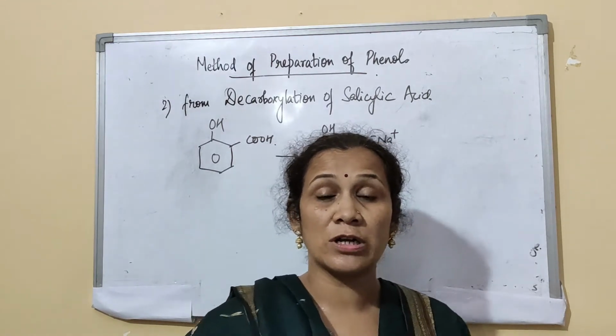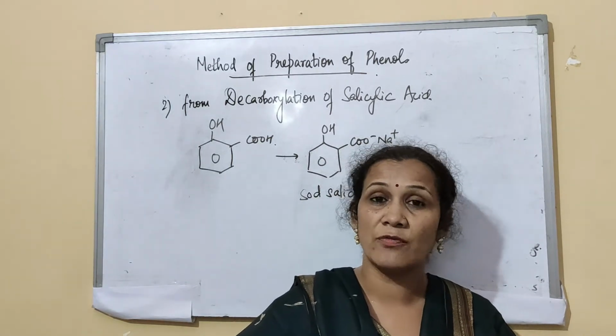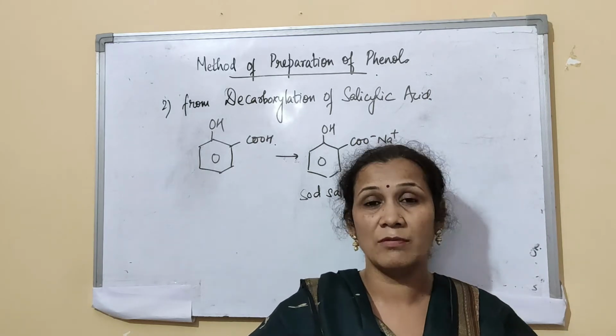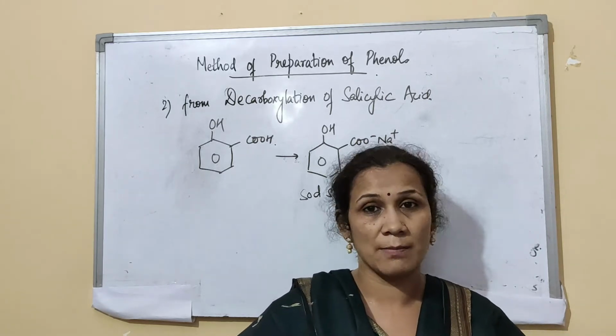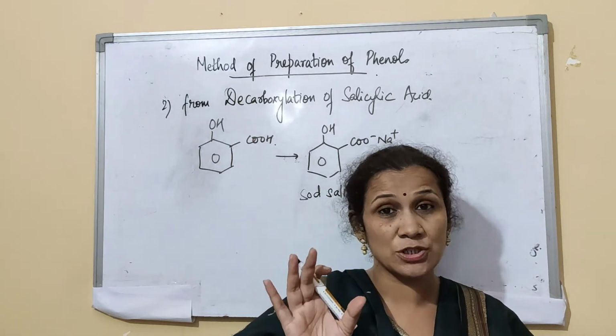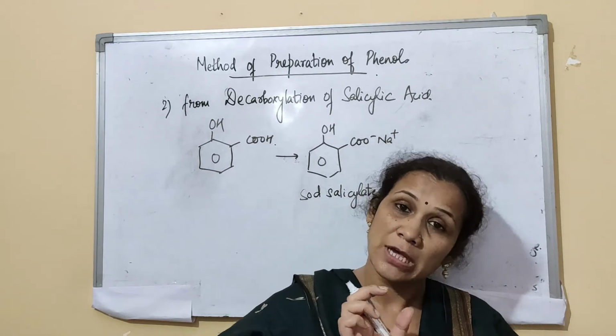If you remember what is decarboxylation reaction, it was done in the case of alkanes, and what we mean by that, we treat the alkane with the help of soda lime. Now what is soda lime? The soda lime is a mixture of calcium oxide and NaOH in the ratio of 3:1.